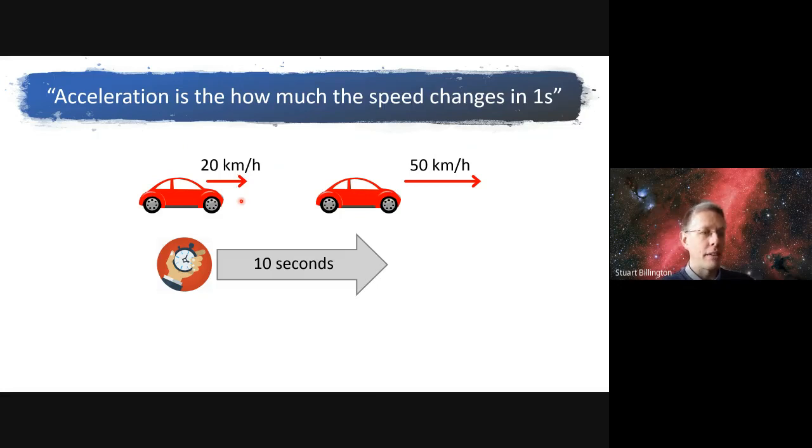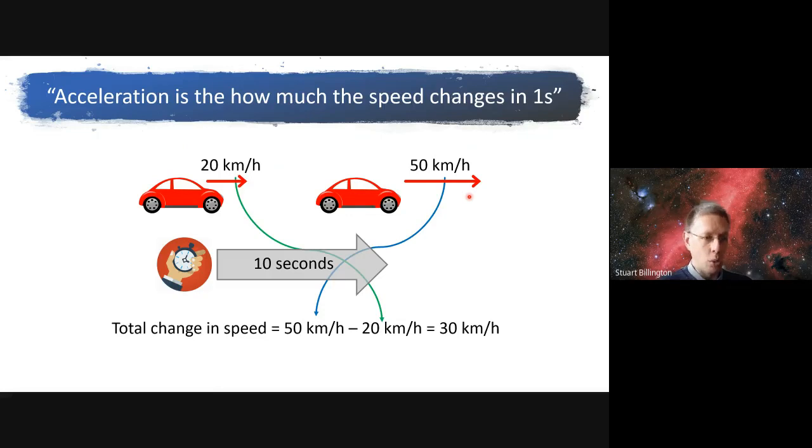And then it accelerated and it ended up traveling at 50 kilometers per hour. And it took 10 seconds to do that. So the first thing we need to work out is how much did it change at all? So it was traveling at 20, it's now traveling at 50. So 50 take away 20 is 30 kilometers per hour. The change in the speed is 30 kilometers per hour.